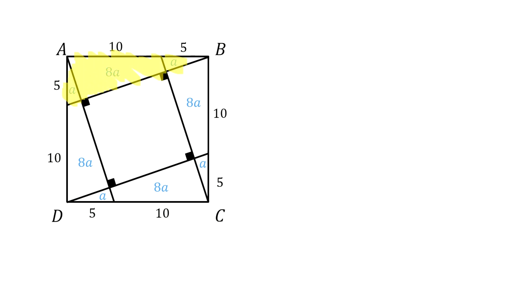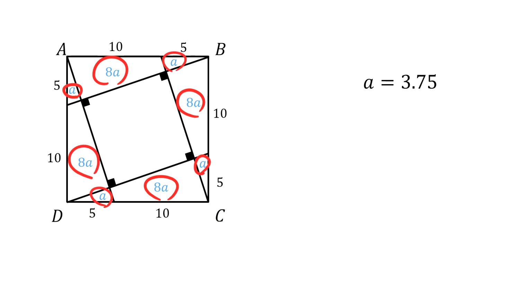Pay attention to this triangle. Its area is equal to the sum of A, 8A, and A. By setting this equal to the area of this triangle, we can find the value of A. And we just need to substitute the value of A to find the area of the regions around the smaller square.